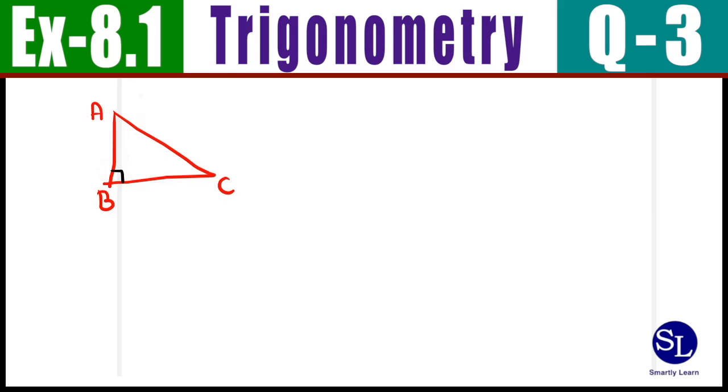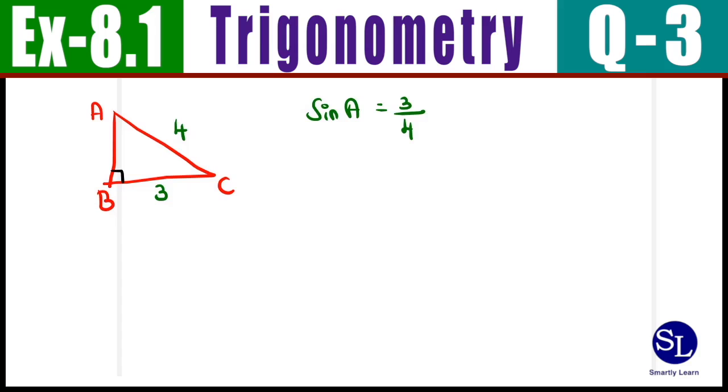What is given to us is sine A is equal to 3 by 4. So let's understand the definition: sine A is going to be opposite side by hypotenuse. So if this is going to be A, my opposite side is BC. So BC is 3 and the hypotenuse AC is 4. So that is the data that's given to us.